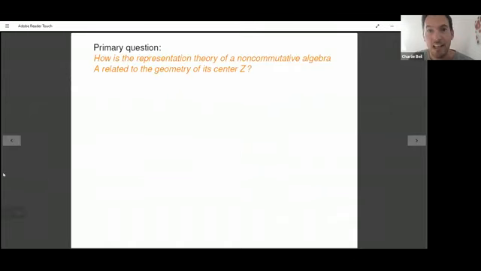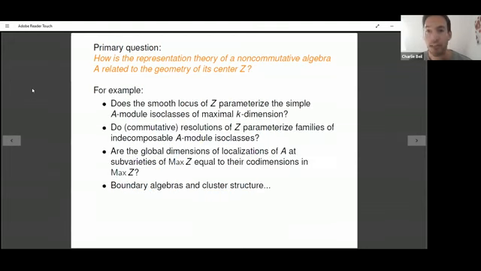Okay. So this is the primary question in this part of geometric representation theory: how is the representation theory of a non-commutative algebra related to the geometry of its center? And so you can ask questions like, does the smooth locus of Z, the center, parameterize the simple A module isoclasses of maximal K dimension? You could ask if the commutative resolutions of Z parameterize families of indecomposable A module isoclasses.